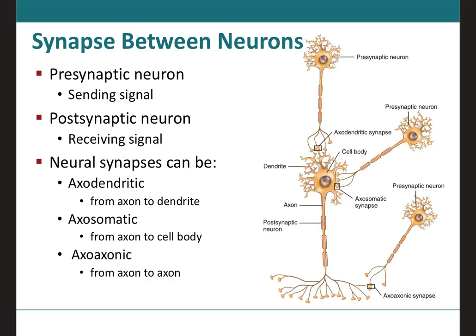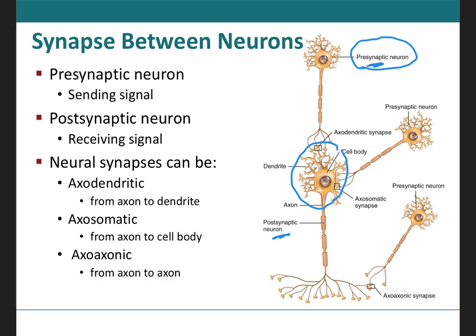First, there are some terms that I think are important for us to cover before we move on. In a synapse between two neurons, the neuron that's sending the signal is what we call the presynaptic neuron. That means a neuron prior to the synapse. And the neuron that's receiving the message is called the postsynaptic neuron. We can see over here on this image, this one that's sending the signal is the presynaptic neuron, sending to this other neuron over here. So this one would be your postsynaptic neuron.